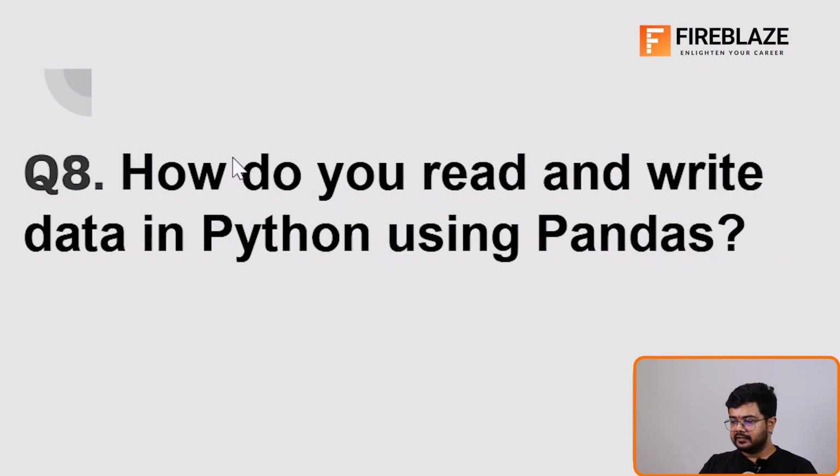How do you read and write data in Python using pandas? Alright, so reading the data in pandas depends on which file you are reading the data from. For example, if you are reading the data from an Excel file, you would use the read_excel method. If you are reading it from a CSV file, you would use the read_csv method. Similarly, if it's a JSON file, you can use the read_json method, which is used for reading from any data file that is present in our system.